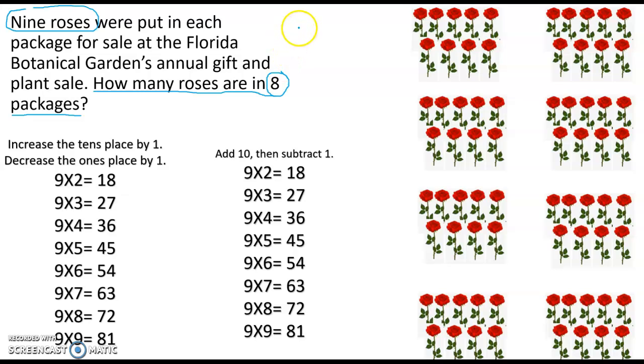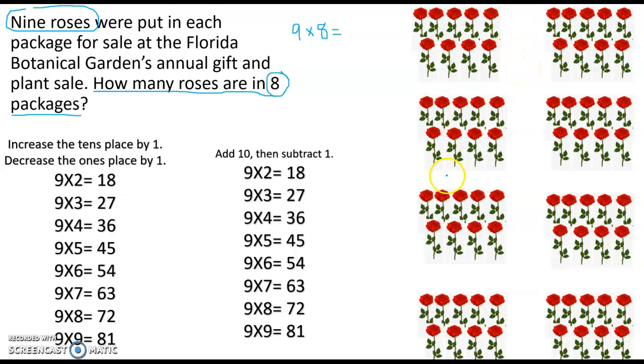So we've got 9 roses, 8 times. Because there's 9 in a package, 9, 8 different times. 1, 2, 3, 4, 5, 6, 7, 8. So it becomes 9 times 8. You can make equal groups to solve a multiplication problem.